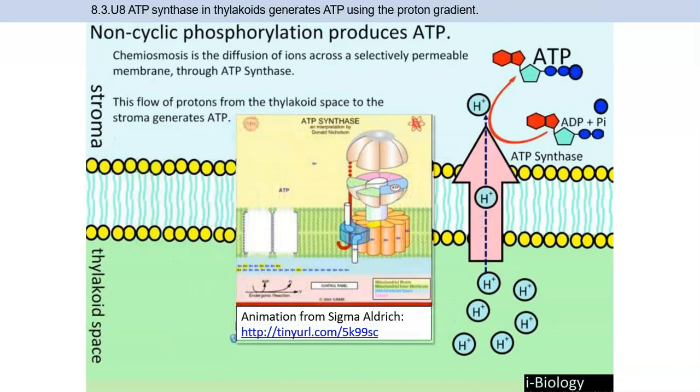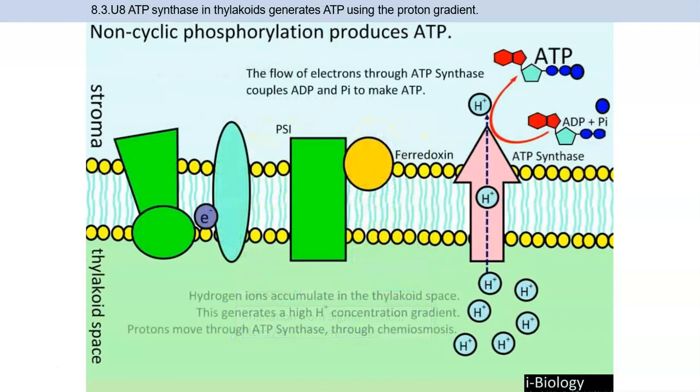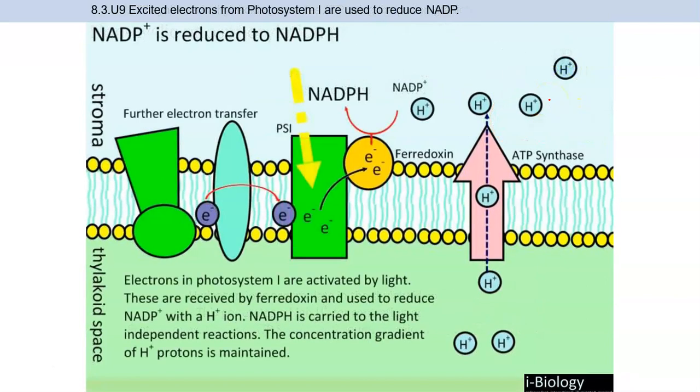And again, another animation that you can use from this link. And here we go, the hydrogen protons will be used for the production of the gradient, and then the ATP will be produced after conversion of the ADP to ATP.